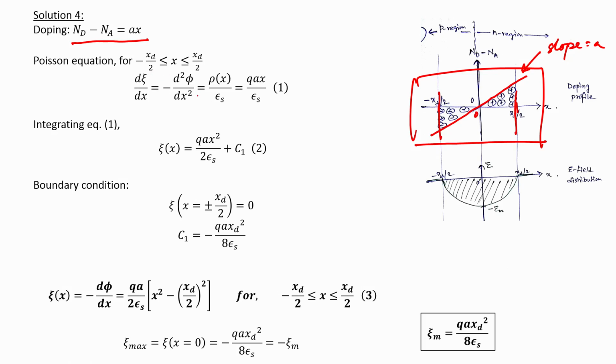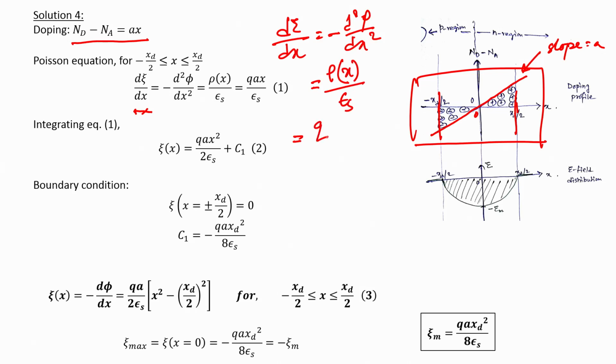So let us try to first solve the Poisson's equation between these two points, minus xd by 2 and xd by 2. Here Poisson's equation is given by dE/dx, so let us write that: dE/dx is equal to minus d2 phi/dx square, which is equal to the charge per unit volume in the semiconductor divided by the semiconductor permittivity. Now this rho(x) can be written as q(Nd plus minus Na minus plus p minus n), right.